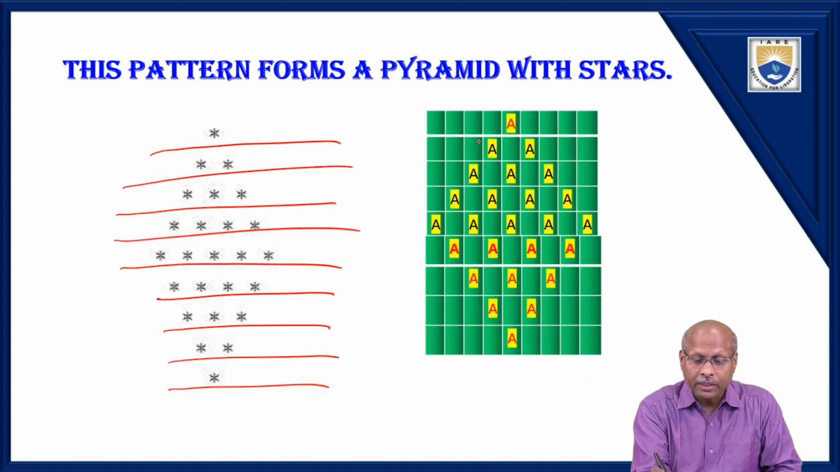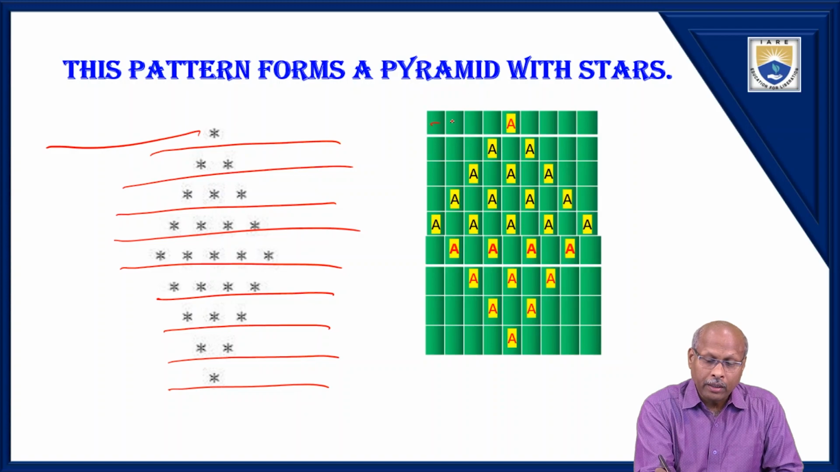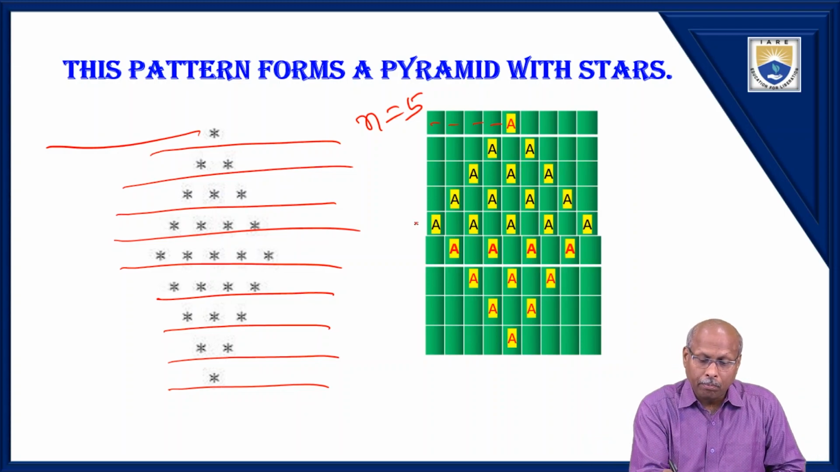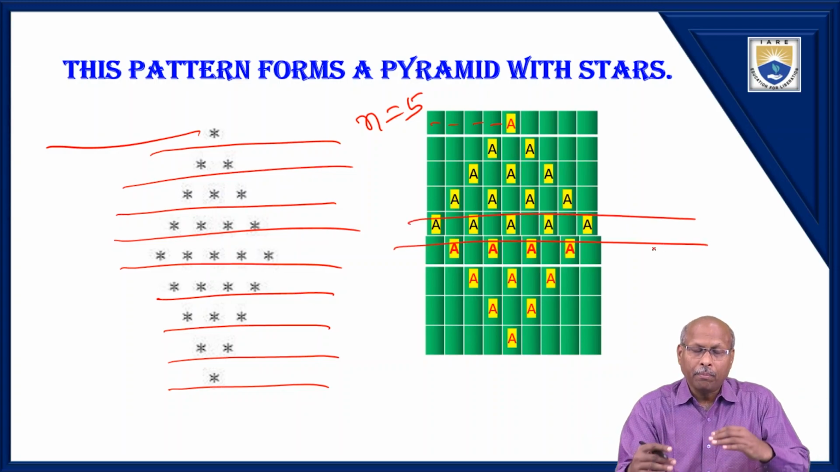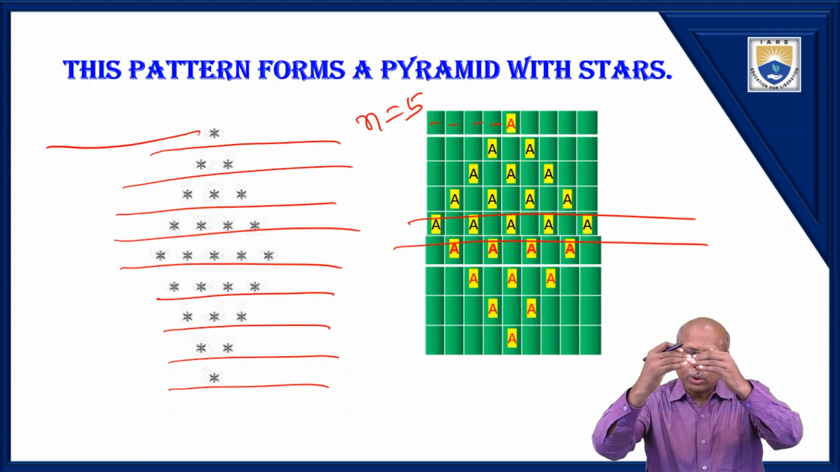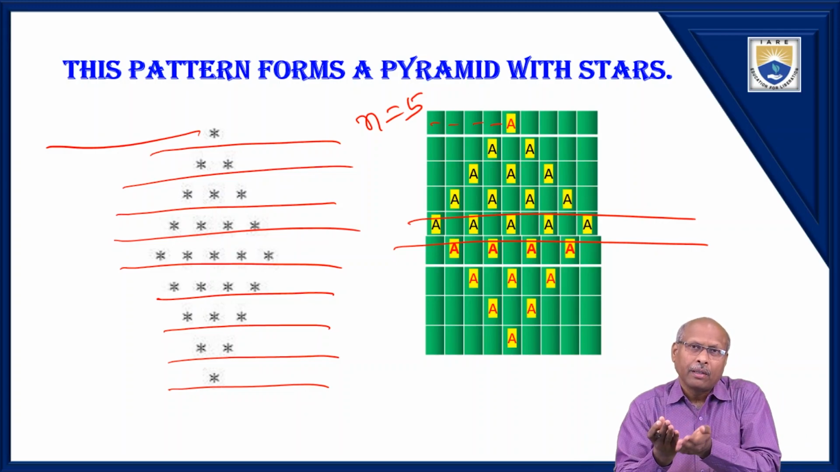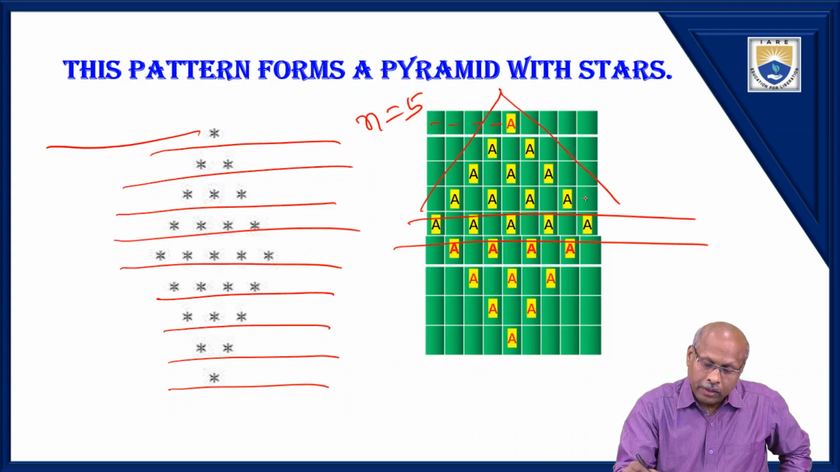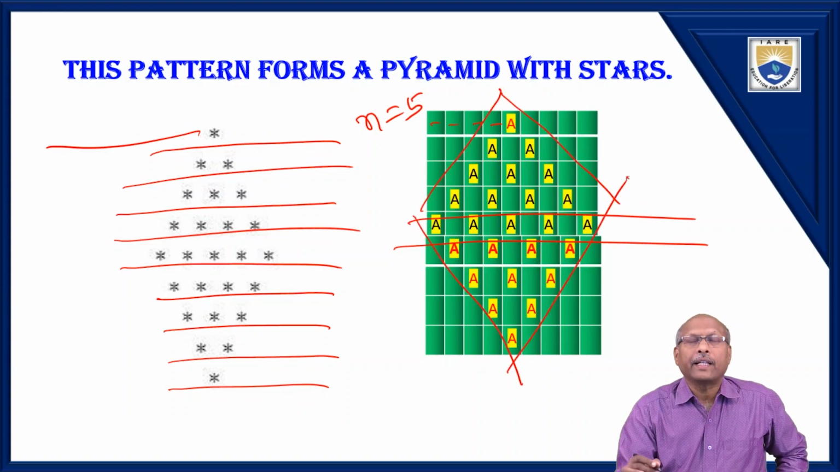So here also you have to decide how many spaces you have to give before the star. So 1, 2, 3, 4. When I say a group of 5, that means a maximum of 5 stars. That means it comes in the middle. From the middle onwards it goes towards the bottom in decreasing order, and from the middle it goes upward in increasing order. So this will look like a diamond pattern.